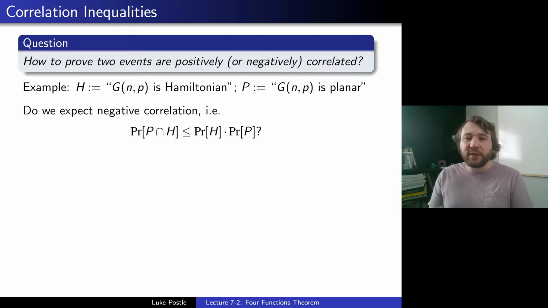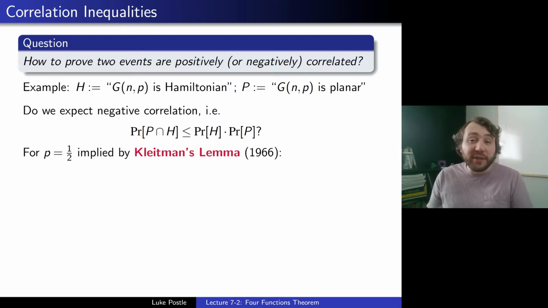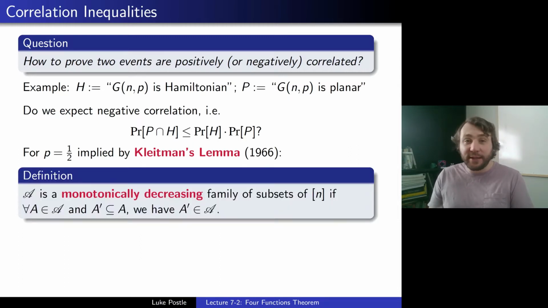Okay, so let's start with the case p equals a half, where every edge is present with probability half, and that's actually implied by Kleitman's lemma from 1966. To state Kleitman's lemma, let me make a definition first. We say that 𝒜 is a monotonically decreasing family of subsets of [n] if for every A in 𝒜 and A' a subset of A, we have that A' is in 𝒜.